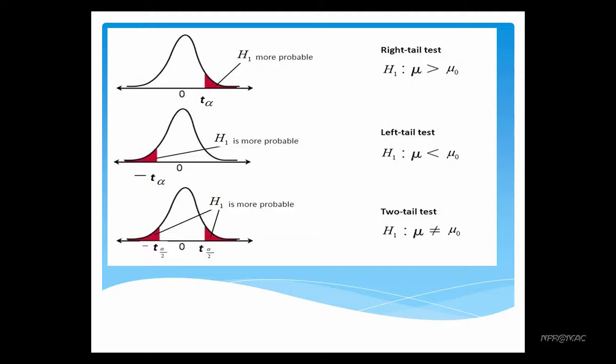That is, a large positive value of the test statistic means that the population mean is larger than the hypothesized value. On the other hand, a small value of the statistic indicates that the population mean is smaller than the hypothesized value. In the case of a two-sided alternative, both larger and smaller values of the test statistic favor the alternative hypothesis.